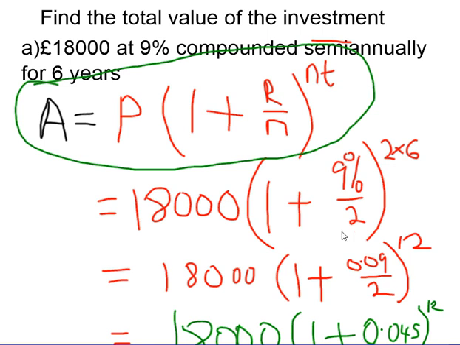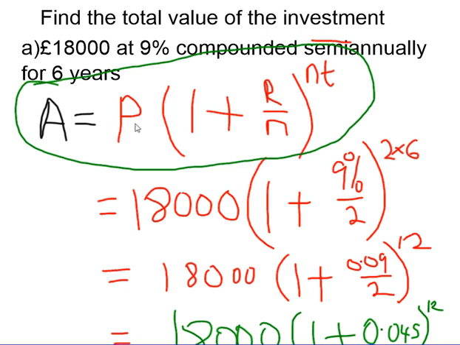Guys, we will be finding the total value of the investment that we have here, talking about compound interest. Here we have 18,000 invested at 9% compounded semi-annually for 6 years. If we want to find the total value of that investment at the end of that 6 years, we're going to use this formula for compound interest because they use the word compounded.